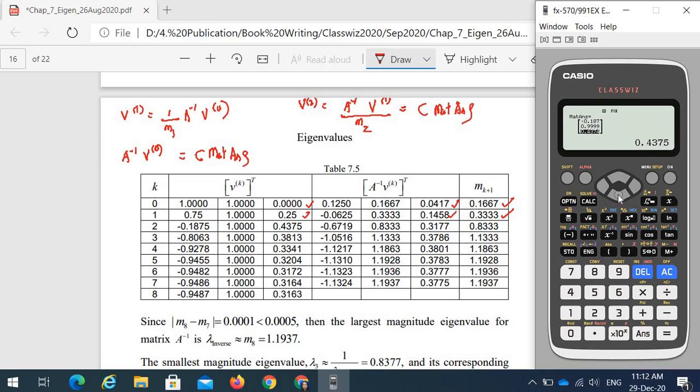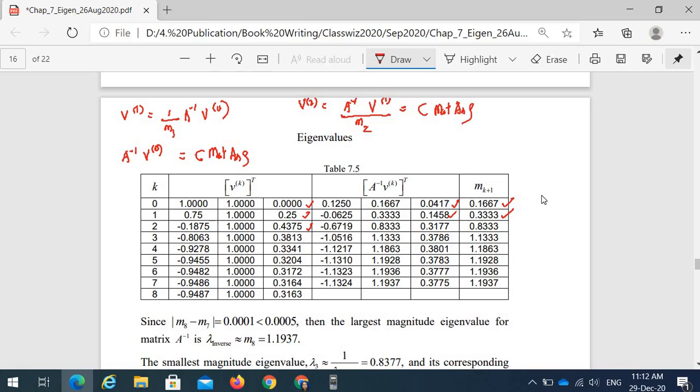It is 0.4375. Okay, 4375. Here this is a counting error. So 4375 we obtain here. So to get your A inverse V number 1, here now this one becomes 1. The process is repeated.